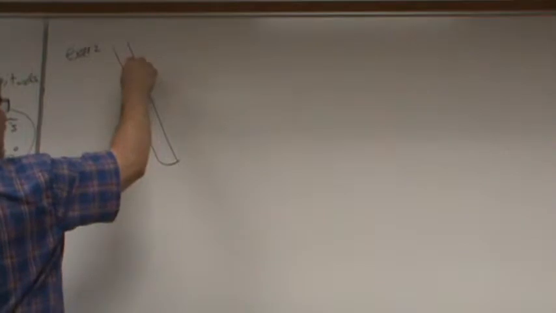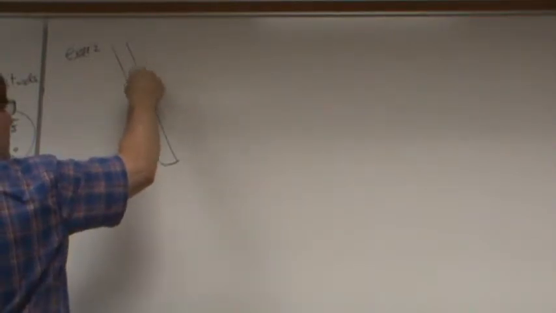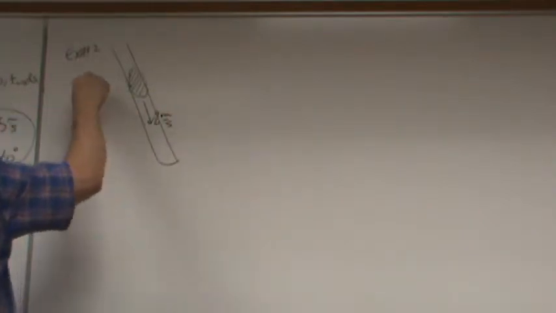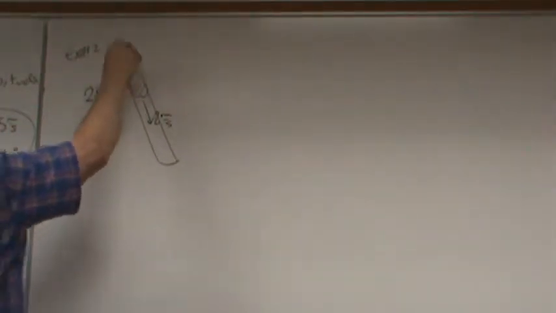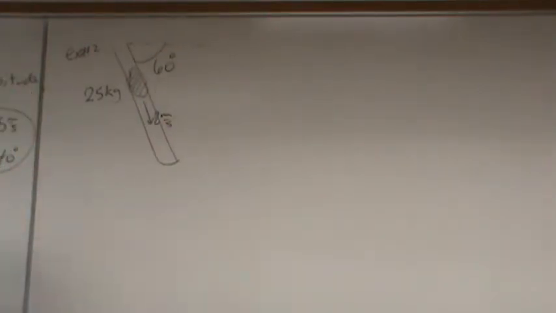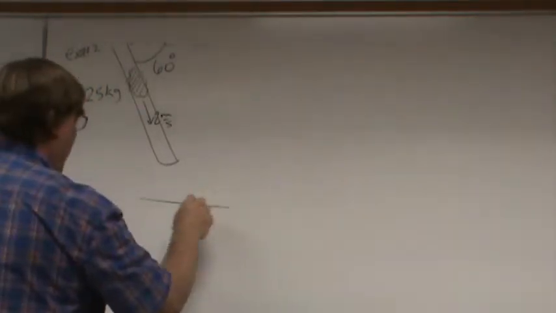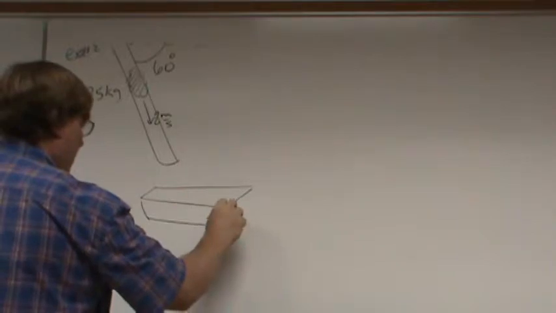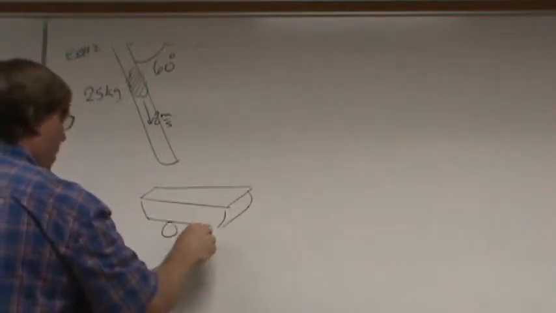I have a coal chute with a lump of coal on it. This lump of coal is going 8 meters per second. It's a 25 kilogram lump of coal, and it's coming down a coal chute that's at a 60-degree angle with the horizontal. That lump of coal is making its way to a coal cart.